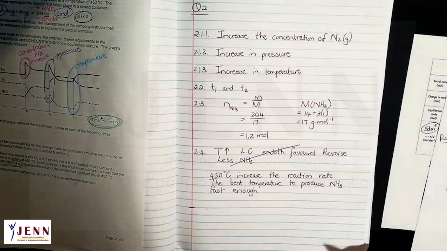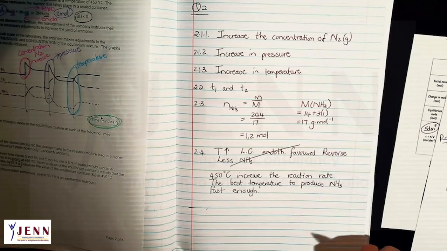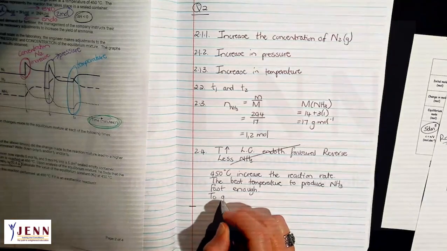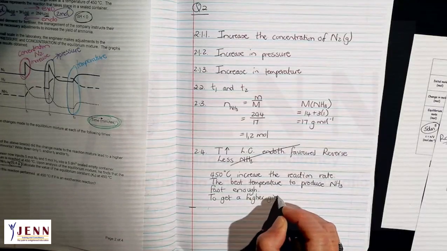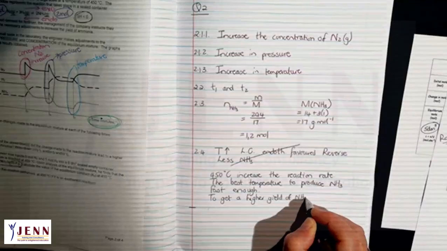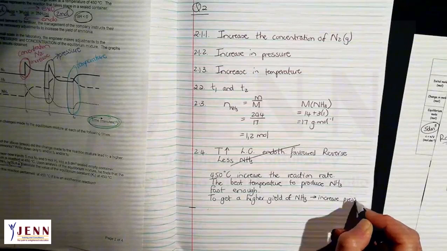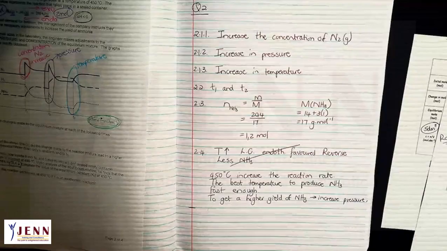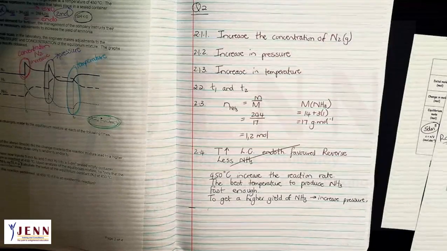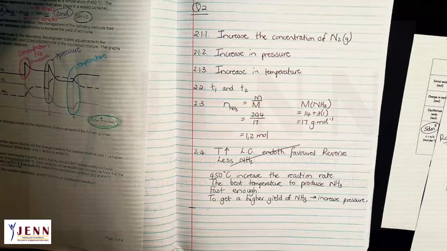So what must I do with the pressure? If I increase the pressure, it favors the least amount of moles. So that will be the 2 moles on the right-hand side. So to get a higher yield of ammonia, I must increase pressure. Okay, so that is very important. So in this case, reaction rate and yield to get more ammonia go together. So they go hand in hand.